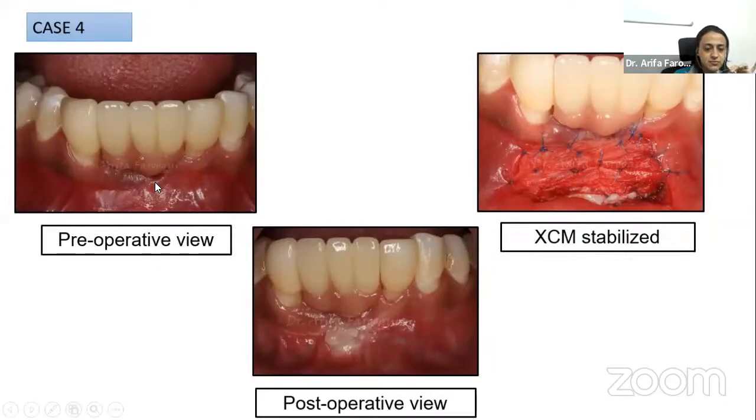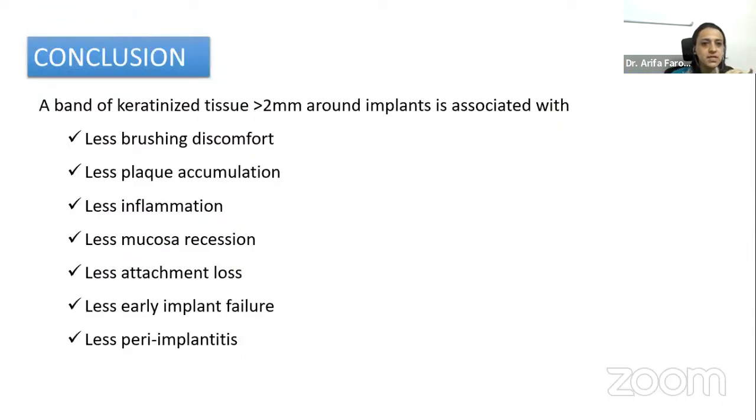Another case here: you can appreciate that there is, I think, around 1 mm of keratinized tissue over here, and this patient complained that he has brushing discomfort. We had already placed the prosthesis, but he came back to us and said that he is having difficulty maintaining his oral hygiene, and he feels pain whenever he tries to brush these implant supported prostheses. So we planned for an augmentation procedure with the use of xenogenic collagen matrix. In that also, you can see, a good amount of keratinized tissue was achieved. So these were my few clinical cases.